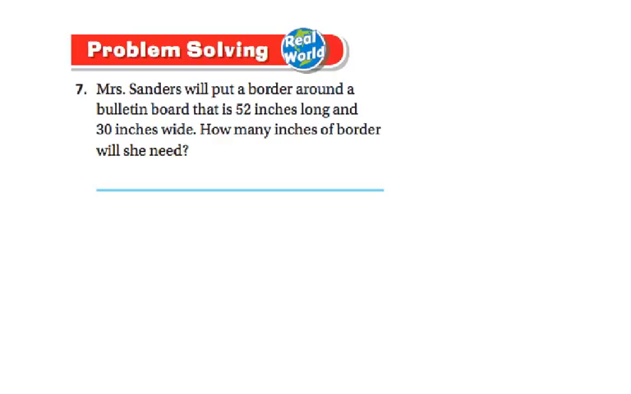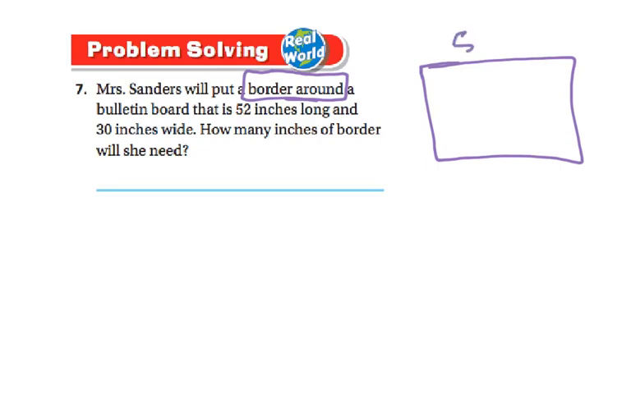Okay, let's look at number 7. Now we have a word problem. Mrs. Sanders will put a border around... Ooh, look at that. So she's doing a border around a bulletin board that is 52 inches. I'm going to draw it. So there's my bulletin board, 52 inches long and 30 inches wide.